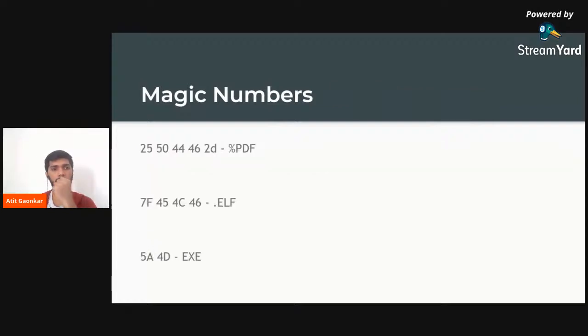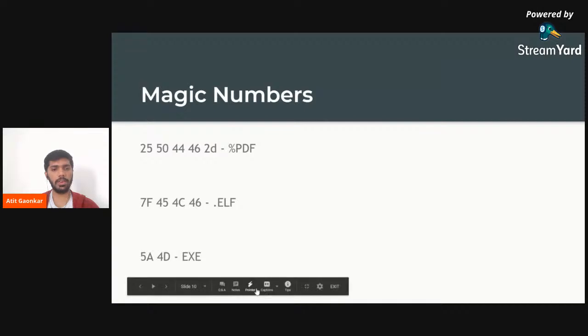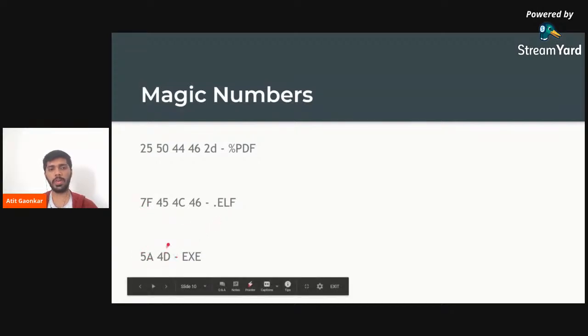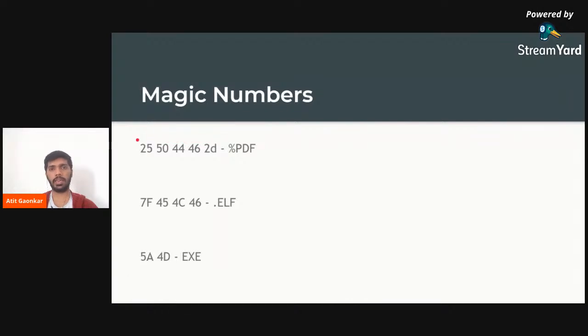As you can see here, if you have this magic number, you can say that it was originally meant to be a PDF. If you have this one, I'll show you where exactly to find it, it was meant to be an ELF file. If it was 5A4D, it was meant to be an EXE. Now, what you see here can be in both ways. It can be in big Endian as well as little Endian, so you should keep that in mind and check both sides.